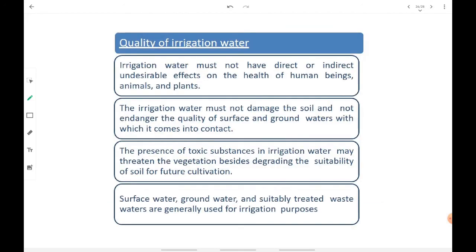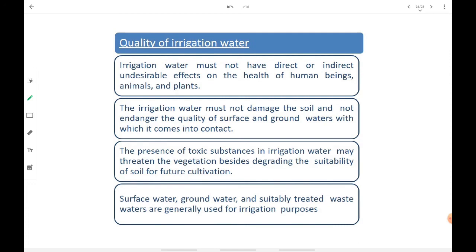Then let's talk about quality of irrigation water. How should ideal irrigation water be? It should not have direct or indirect undesirable effect on the health of human being, animals and plants. Means the water that we are supplying to plants should be safe for ingestion of plants as well as animals as well as human beings.